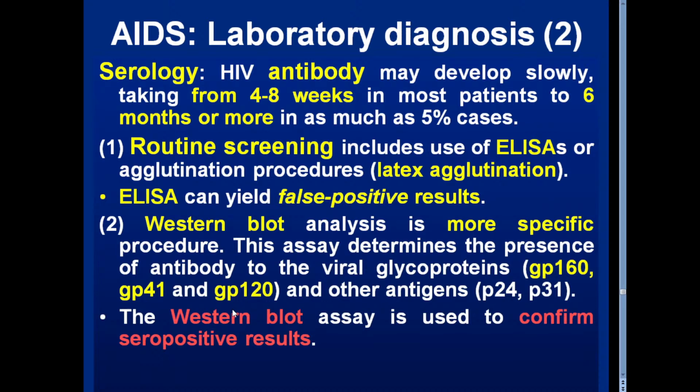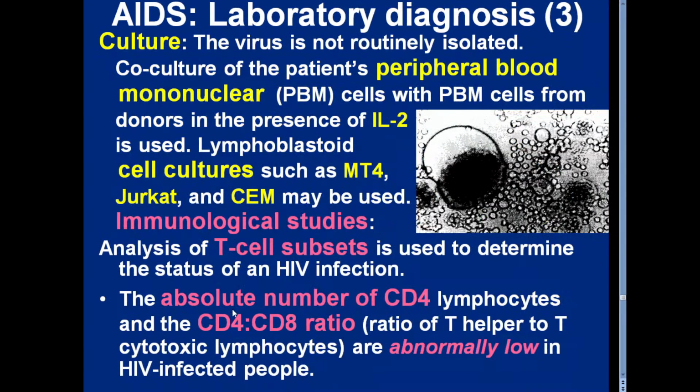Antibodies against glycoproteins 160, GP41, GP120, P24, P31. That's why the Western blot assay is used for a confirmed seropositive result. In some laboratories, usually scientific laboratories, viruses can be cultivated.